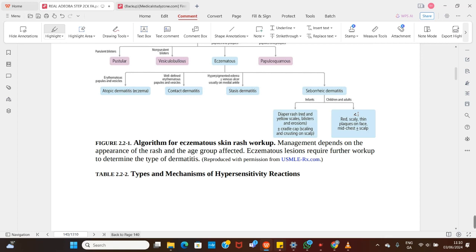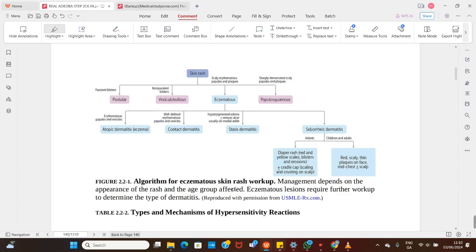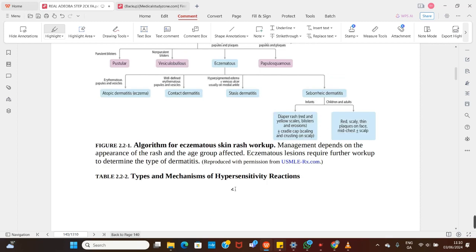We are going to talk about seborrheic dermatitis very well. And what you are going to have is red, scaly, thin plaques in the face. Let's go down to the rash so that we can dilate more, and then I'm just going to ignore this table.